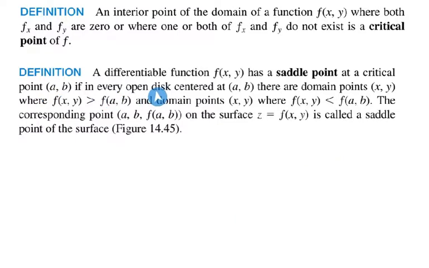where in every open disk centered at that point, there are domain points, x, y, where the outputs are greater than the outputs defined at that critical point, and there are domain points where the outputs are less than the function value evaluated at that critical point. So that corresponding point, a, b, and z, being a function of a, b, on that surface is called a saddle point. And let me pull in the figure.